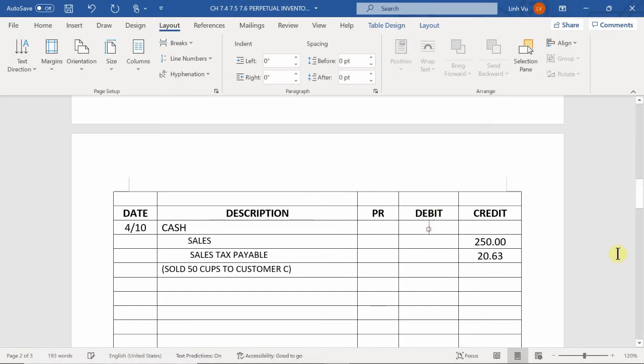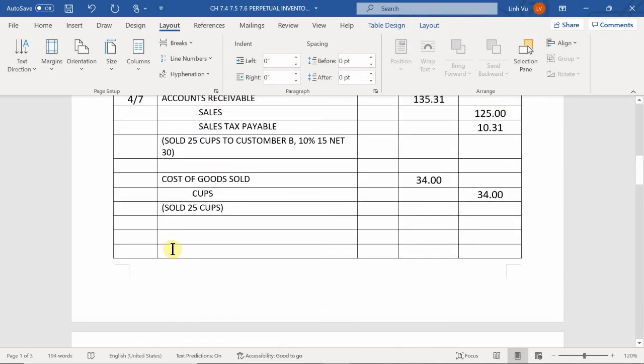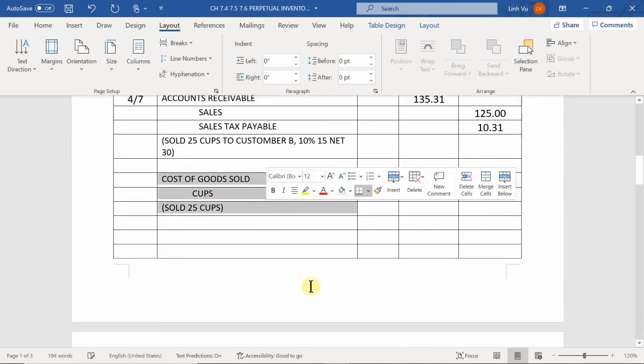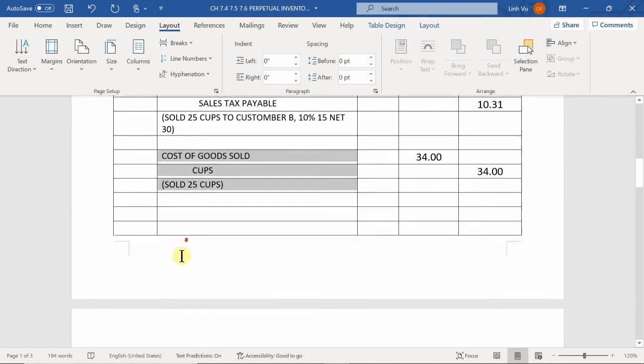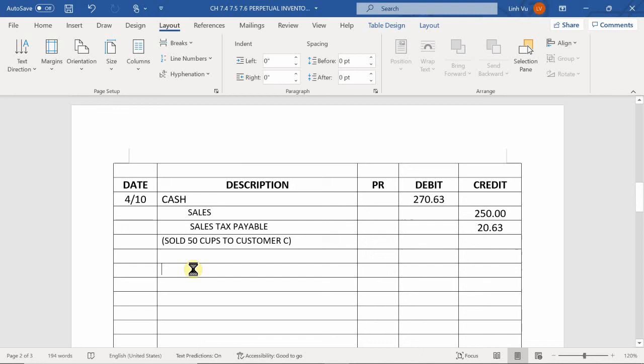$20.63, giving me a grand total of $270.63. Okay. And of course, because I end up selling 50 mugs to customer C, I also need to calculate the cost of goods sold for this.